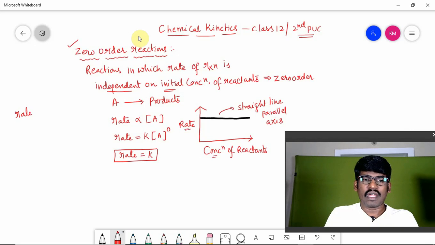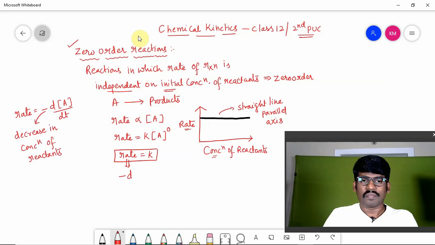So rate is equal to rate constant, or else this rate you can write as, we know, rate is equal to minus d[A] upon dt. But children, this negative sign represents the decrease in concentration of reactants. So instead of rate, we can substitute minus d[A] upon dt, where A is the concentration of reactant A, equal to K. So this is the expression we get, right? Keep it aside.